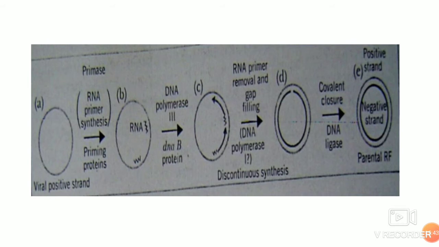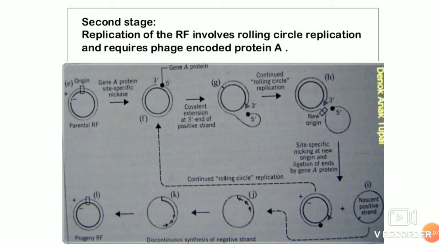Here again it is represented the same. Viral positive strand, RNA primer synthesis happens, and then DNA polymerase 3 is recruited to that site, and you have discontinuous synthesis and removal of the RNA primer, and then you have the filling of the gap and ligation. So there again you have the parental replicative form, the negative strand and the positive strand. The second stage is more and more replicative forms, and the positive strands are formed.